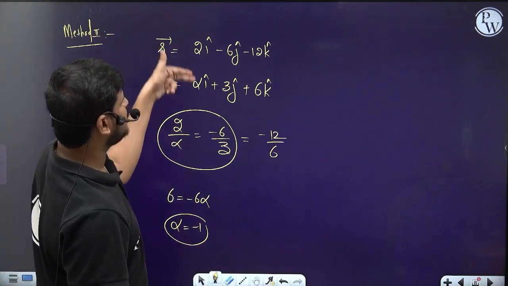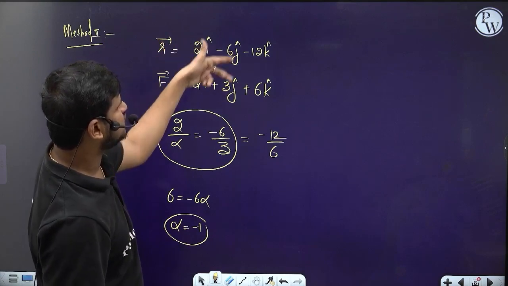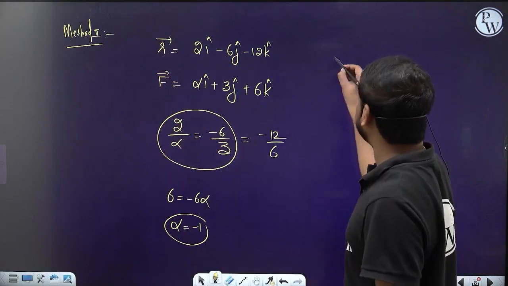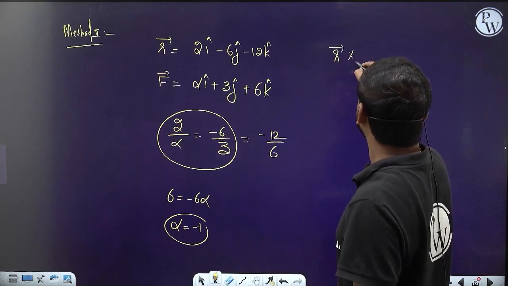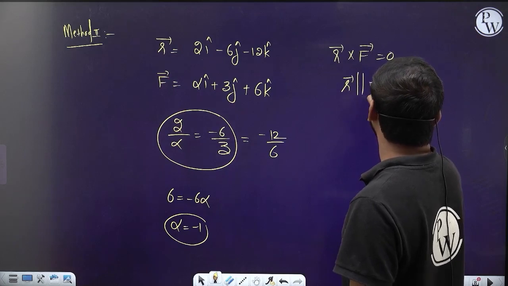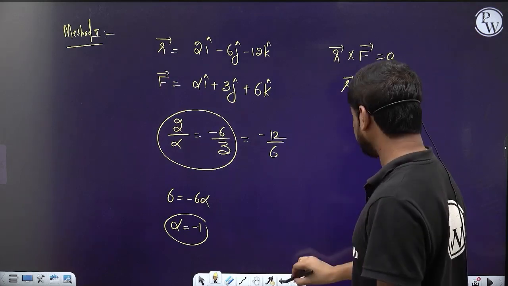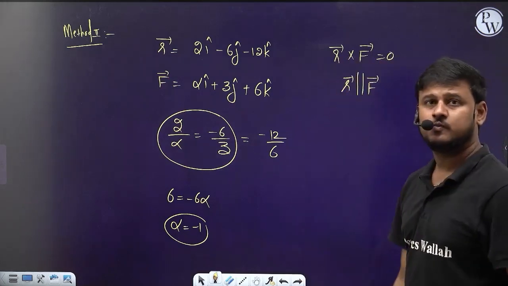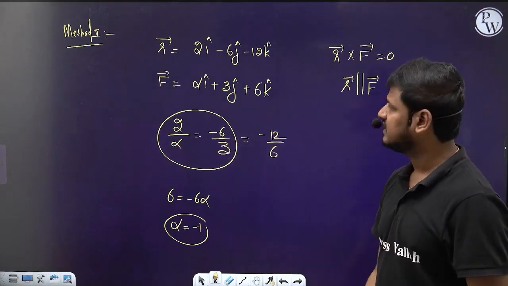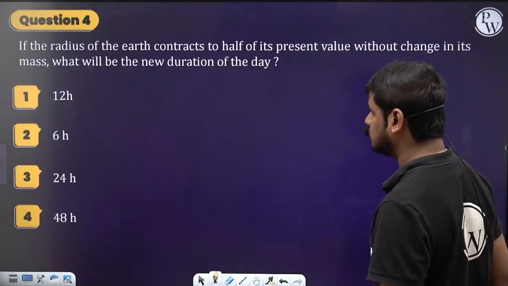You can just take the ratio of their components if they are parallel, right? R cross f will be 0 means, simple thing, right? R cross f equal to 0 means R is parallel to f, right? So then only the cross product will become 0. So if they are parallel, we can use this 10th class level math, right? Clear? So let's go further.